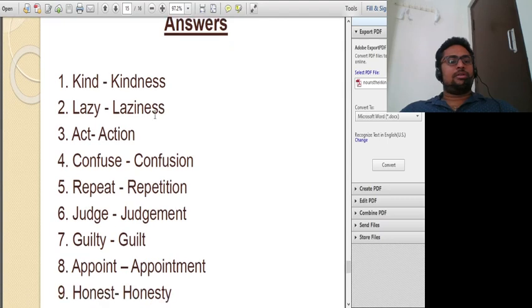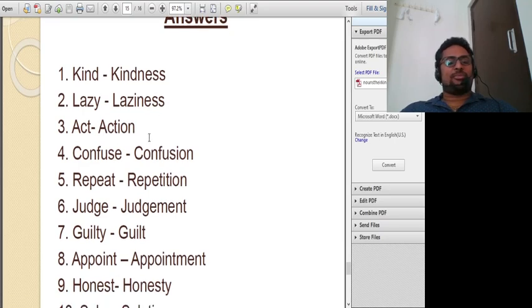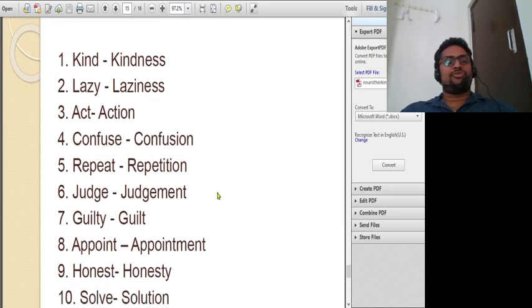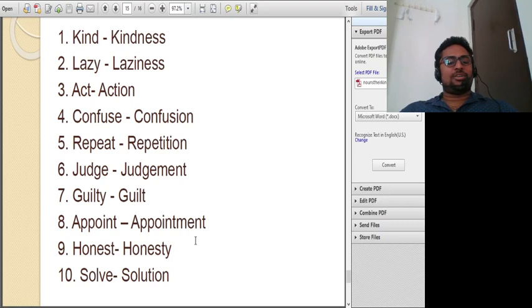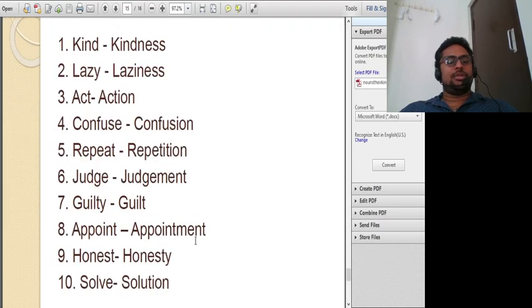Look at here. Kind, kindness is an abstract noun. Lazy, laziness is abstract. Act, action is an abstract noun. Confuse, confusion is an abstract noun. Repeat, repetition is an abstract noun. Judge, judgment is an abstract noun. Guilty, guilt. Appoint, appointment. Honest, honesty. Solve, solution.